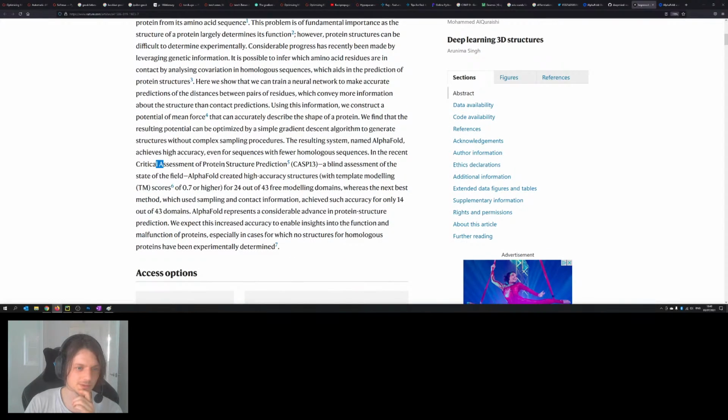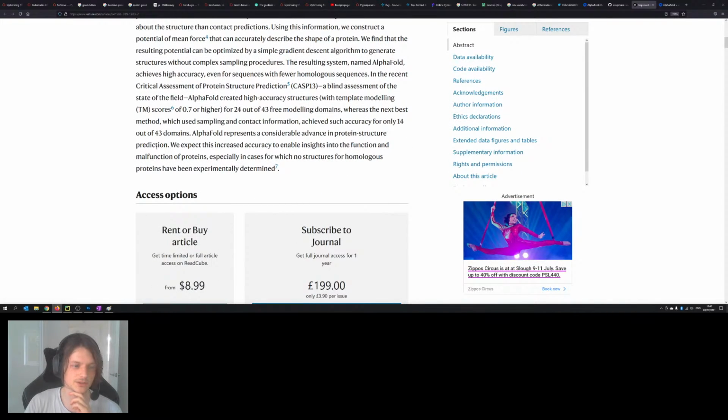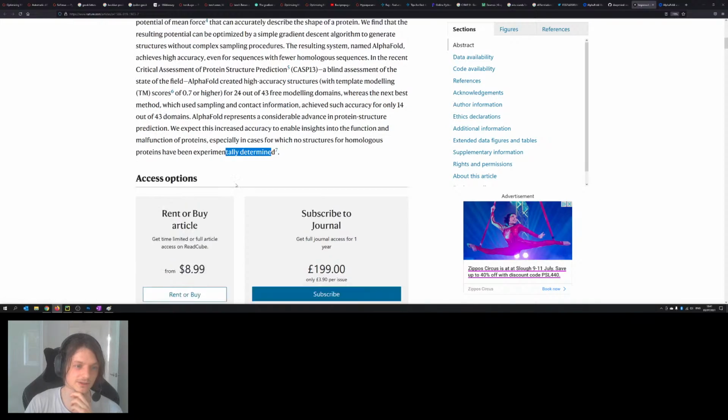In the recent critical assessment of protein structure prediction, CASP13, a blind assessment of the state of the field, AlphaFold created high accuracy structures with template modeling scores of 0.7 or higher for 24 out of 43 modeling domains, whereas the next best method, which used sampling and contact information, achieved such accuracy for only 14 out of 43 domains. AlphaFold represents a considerable advance in protein structure prediction. We expect this increased accuracy to enable insights into the function and malfunction of proteins, especially in cases for which no structures for homologous proteins have been determined.